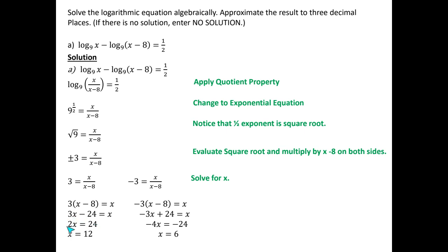If I subtract the x, I get 2x. And if I bring 24 to the right, I get positive 24. So x is equal to 12. On the negative one, we get negative 3x plus 24 is equal to x. Subtract the x, so I get negative 4x. I subtract 24, so we get negative 24. Divide by negative 4, so we get 6. So these are possible answers. We need to check them.